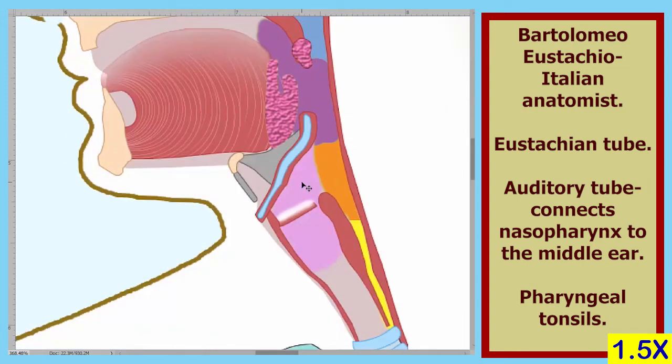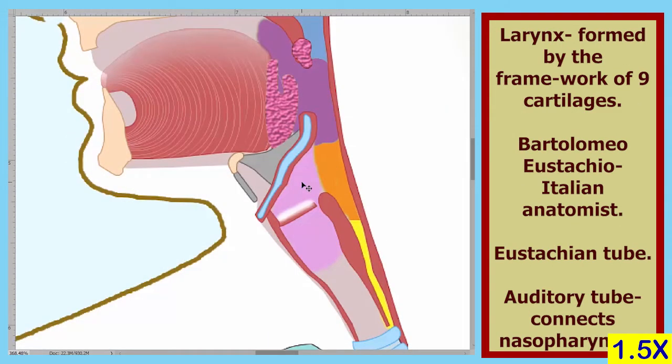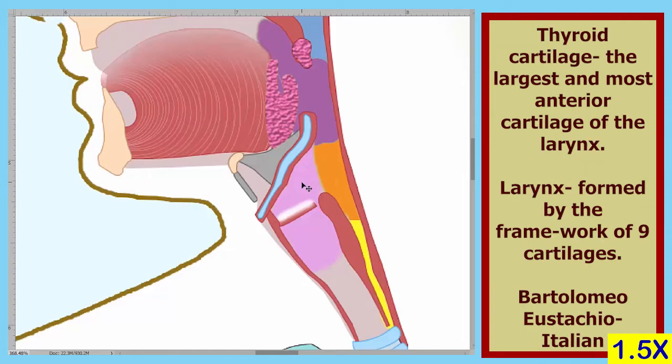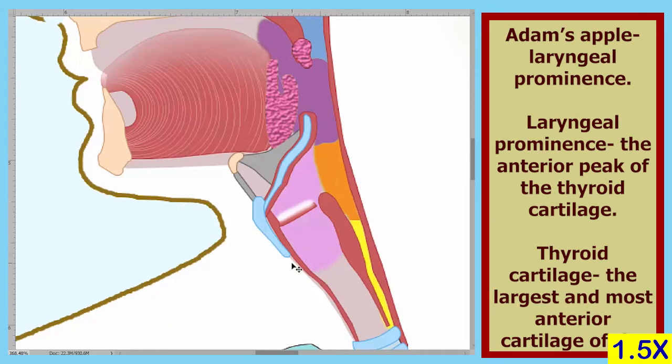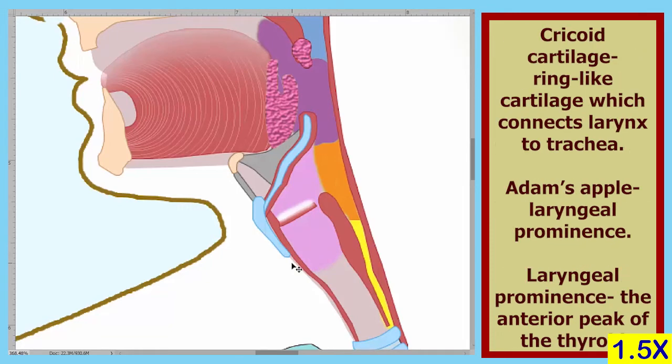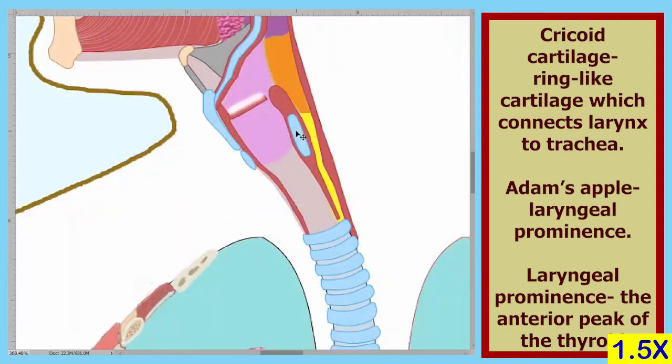From the pharynx, the air moves into the larynx. The larynx is formed by the framework of 9 cartilages. The largest and most anterior of these cartilages is the thyroid cartilage. The anterior peak of this cartilage is called the laryngeal prominence, commonly referred to as the Adam's apple. Inferior to the thyroid cartilage is a ring-like cartilage which connects the larynx to the trachea. This cartilage is called the cricoid cartilage.